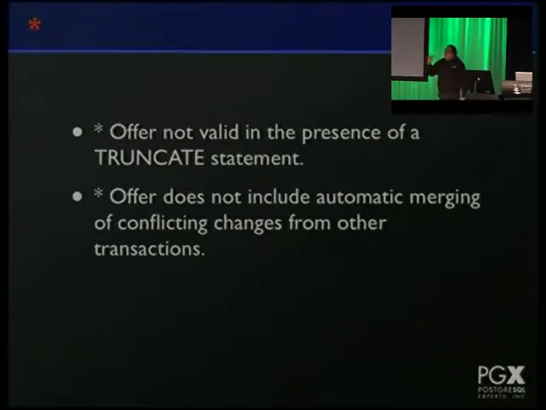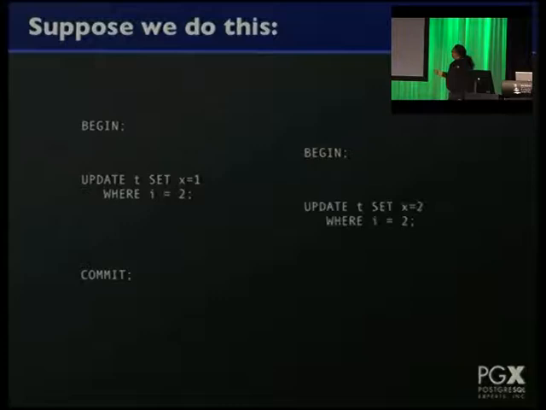The offer doesn't include automatic merging of conflicting changes to the database. What did you just say, Pettus? Suppose we did this. We do a begin, and then we do an update, and then a commit. This is transaction 1. At the same time, transaction 2 is coming along, and it updates the same row with a different value, and commits. Now, these are both running in repeatable read mode, so each one has its own view of the database. What do we do? What's the state of the database down here?